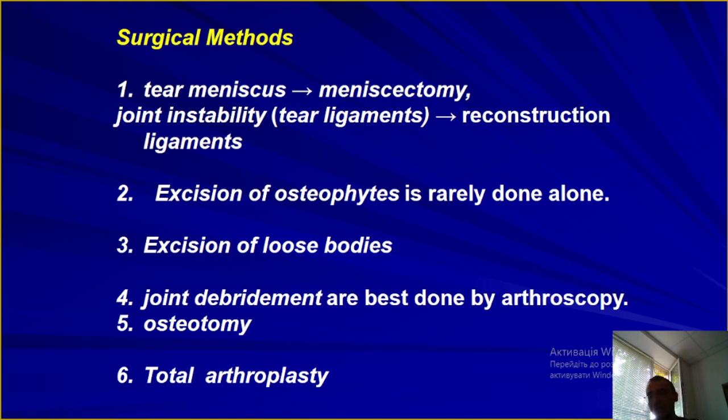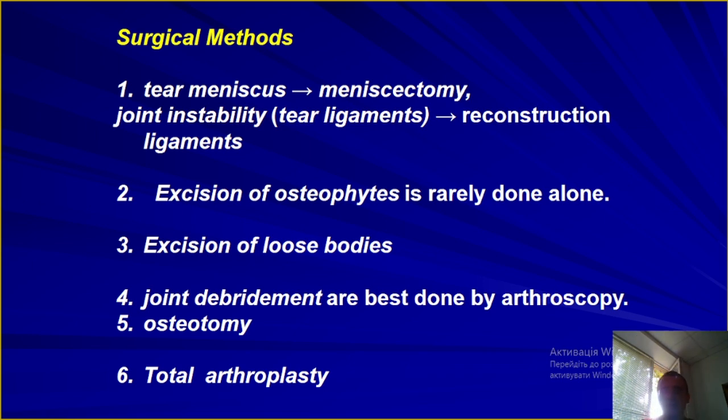Surgical methods are very interesting, and they depend on the stage of the osteoarthrosis. First of all, there is so-called small surgery, such as arthroscopy, when we perform the removal of damaged elements of the cartilage, meniscus, ligaments, and so on. We can perform excision of osteophytes or of free chondroid bodies of the joints, to prevent future damage of the joints, and so on.